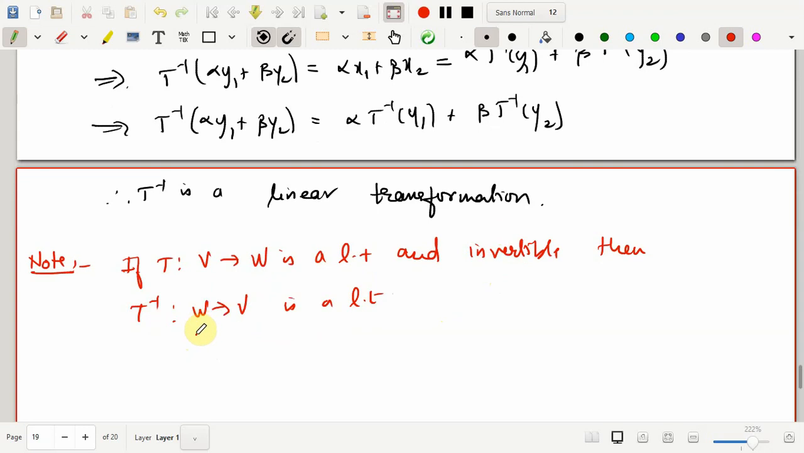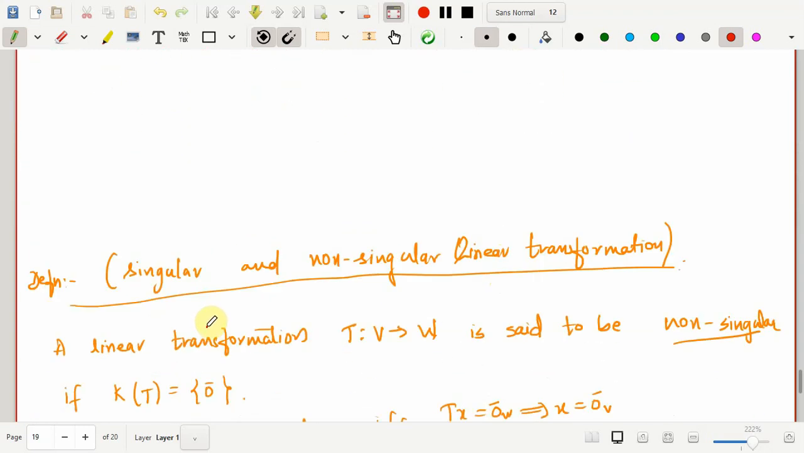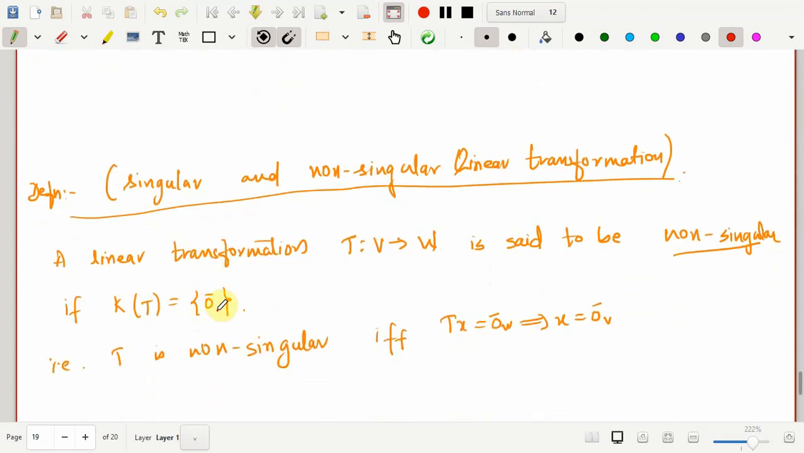Right. So the next thing that we will discuss is singular and non-singular linear transformations. Now this term singular and non-singular is not new to you. We have been using this even with determinants. We call a matrix singular if its determinant is 0, and non-singular if its determinant is non-zero. Okay, so we have a similar idea for a linear transformation.